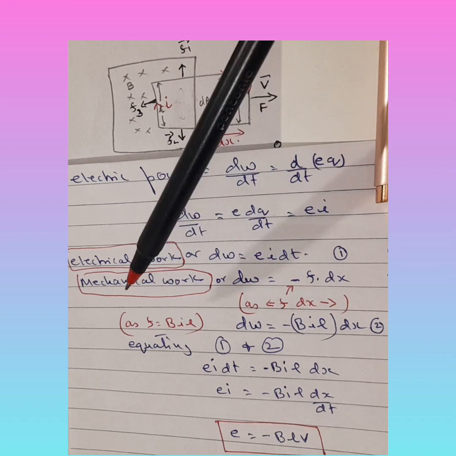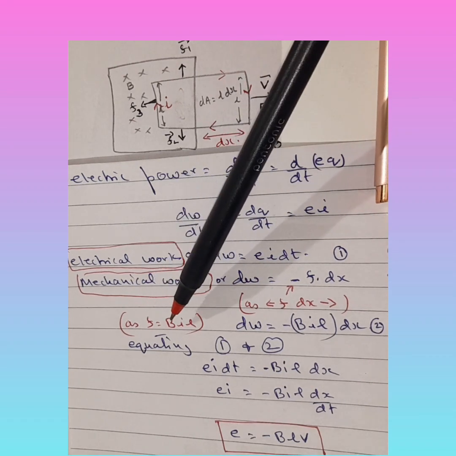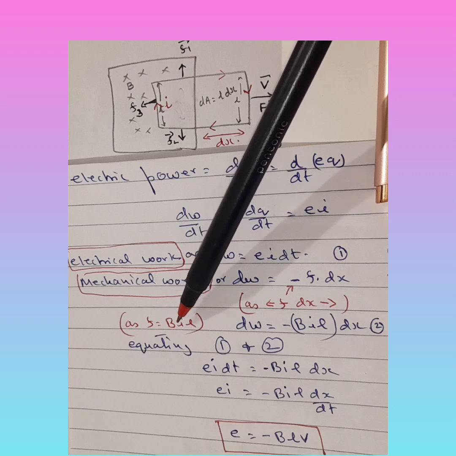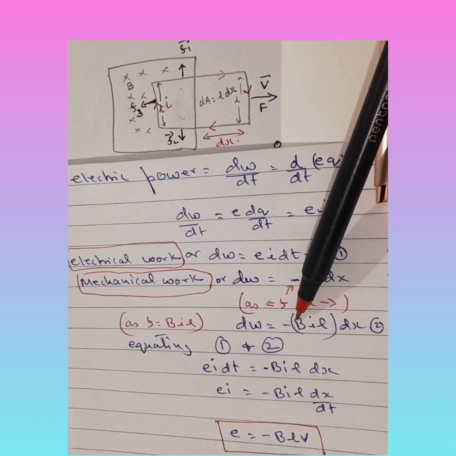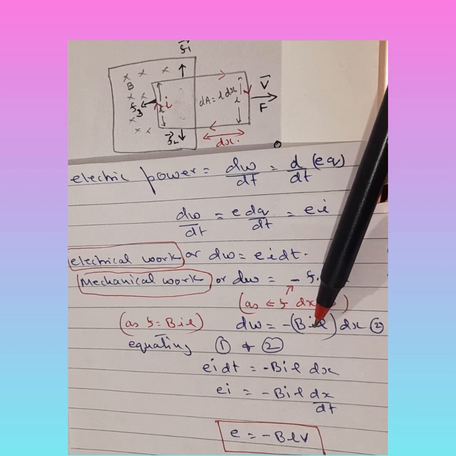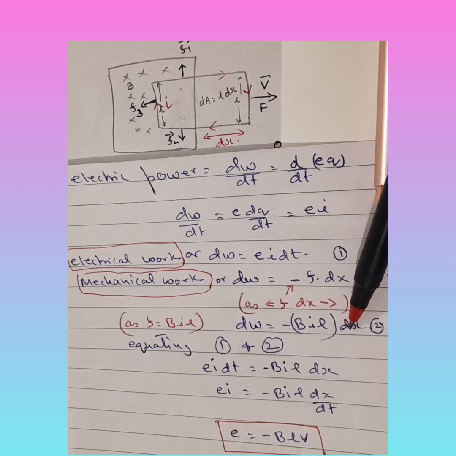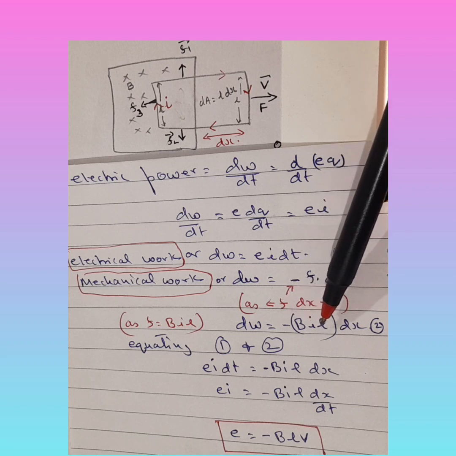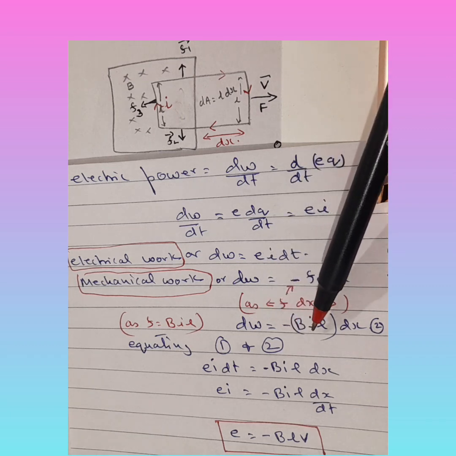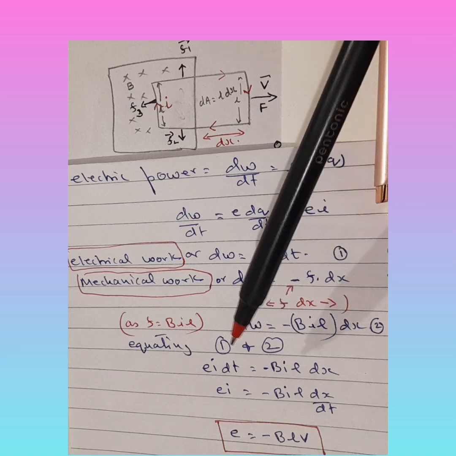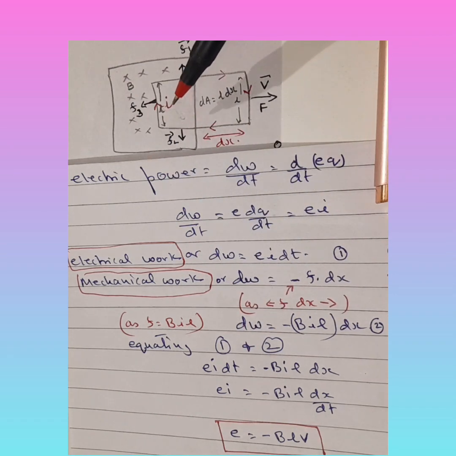Alright. So as F we already have derived as BIL. So instead of force, we substitute it as BIL into dx. So this becomes our equation 2. So dW is equal to minus BIL dx. So in this case we are talking in terms of electrical work is equal to mechanical work.